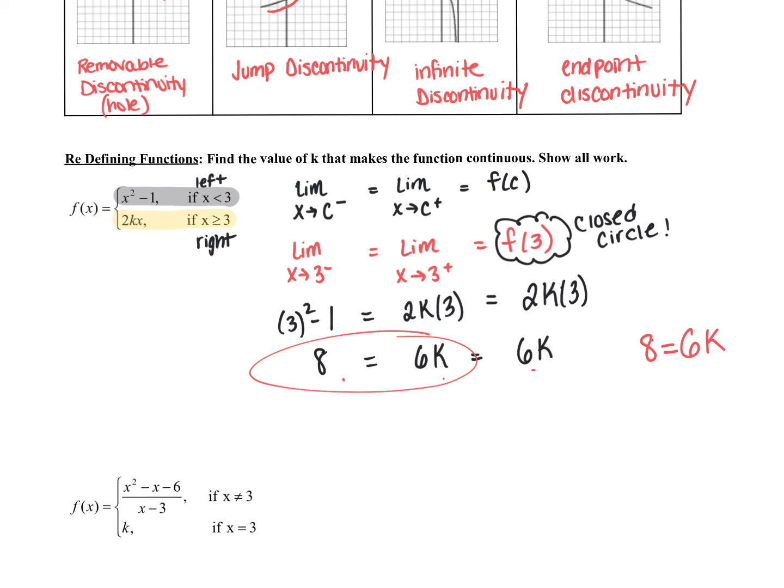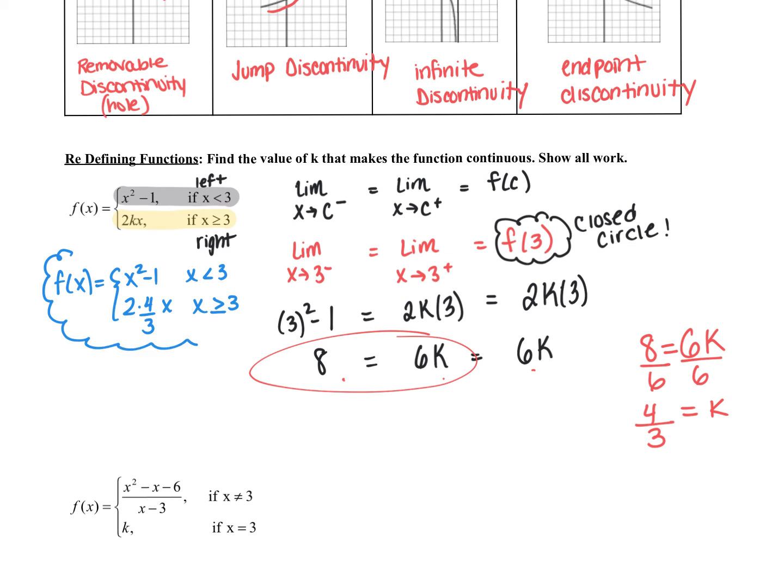So 8 equals 6k, divide by 6, and we could reduce this to 4 over 3. So if I ask you to redefine the function, the answer is f of x equals x squared minus 1 when x is less than 3, and 2kx, so 2 times 4/3, which is our k, x, when x is greater than or equal to 3. So this is our redefined function. Now technically you should really simplify this to 8/3, but that would be your final redefined answer.